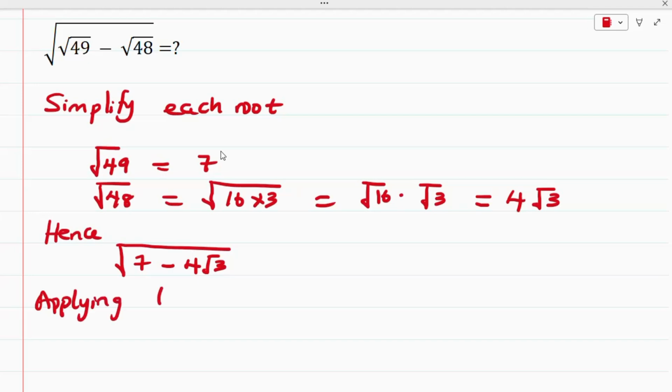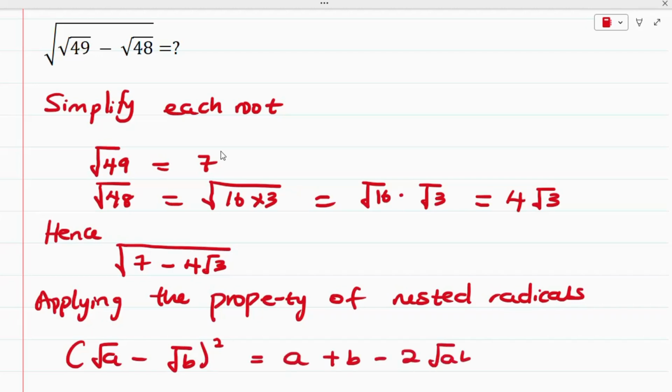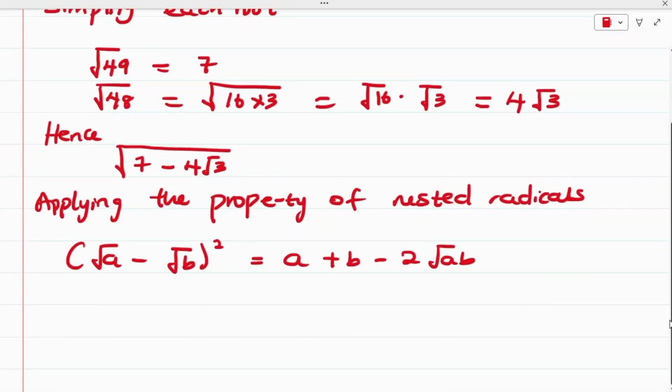So applying the property of nested radicals, we have the property to be, if we have the square root of a minus the square root of b all squared, this is equal to a plus b minus 2 into the square root of ab. So we want to simply apply this right here.